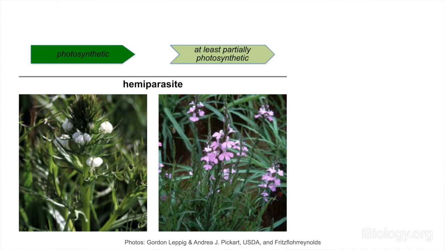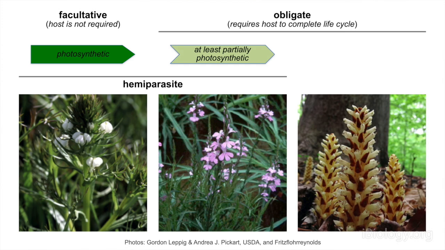So that brings us to our third and final learning objective, and that's to discuss the range of host dependence that we observe among parasitic plants. The parasitic plants that can photosynthesize for themselves are known as hemiparasites. Some can live with or without a host. Those are facultative hemiparasites. But some photosynthetic hemiparasites do need a host to complete their life cycle, and they're called obligate hemiparasites. The parasites that have lost photosynthetic ability are fully reliant upon a host to get through their life cycle, so they're called obligate holoparasites.